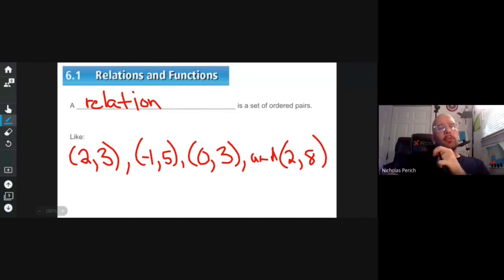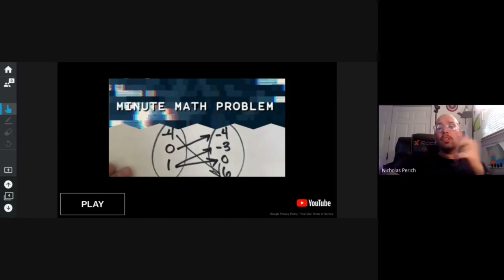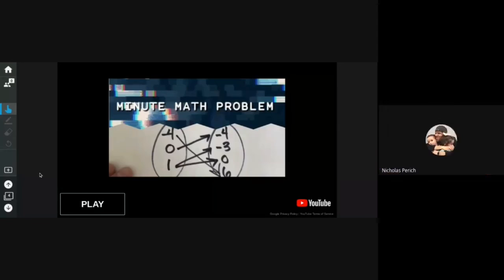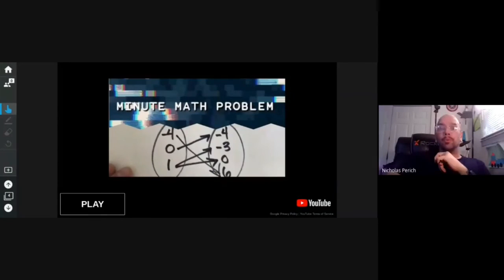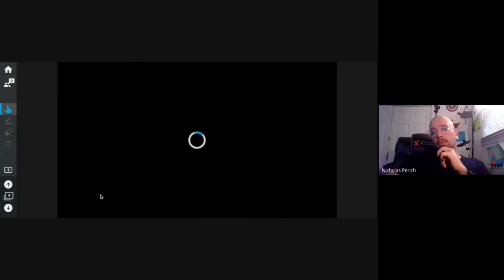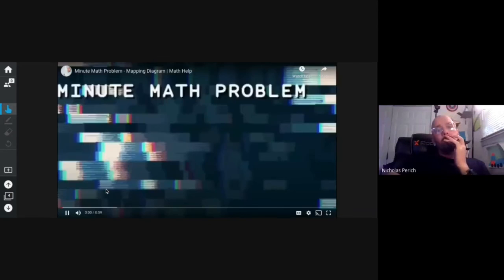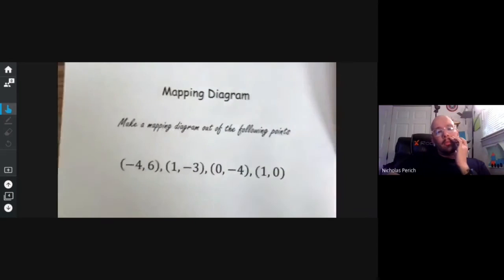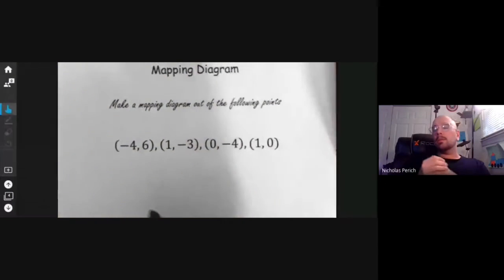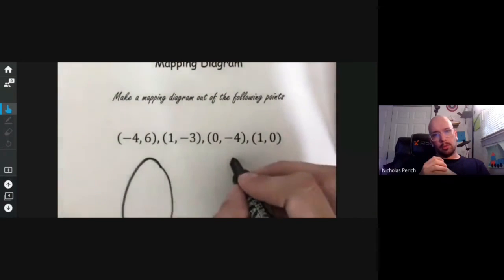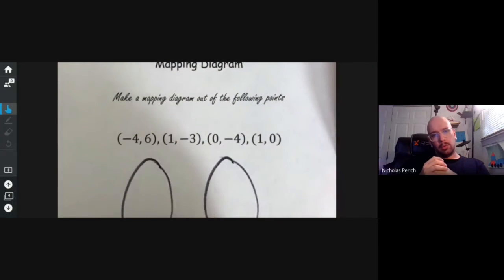Okay, and there's many ways that we can organize that relation, a set of points, and one of the ways is a mapping diagram. So let's check it out. All right, time to make a mapping diagram. A mapping diagram is when you take a set of points and you fill them into bubbles with a domain and a range. I will show that in 1 second.